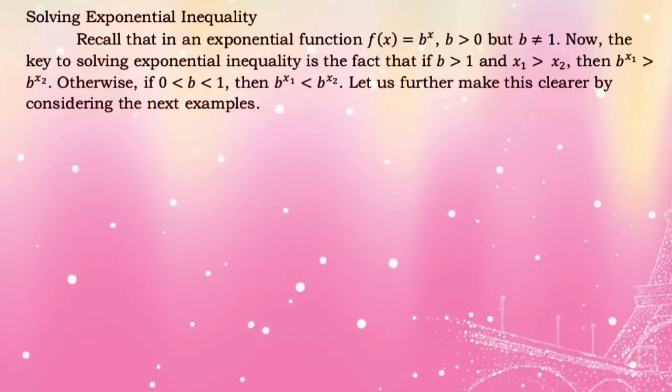Let us solve exponential inequality. Solving exponential inequality. Recall that in an exponential function, f of x is equal to b raised to x, and b is greater than 0 but b is not equal to 1. Now, the key to solving exponential inequality is the fact that if b is greater than 1 and x sub 1 is greater than x sub 2, then b raised to x sub 1 is greater than b raised to x sub 2. Otherwise, if b is greater than 0 but less than 1, then b raised to x sub 1 is less than b raised to x sub 2. Let us further make this clearer by considering the next examples.